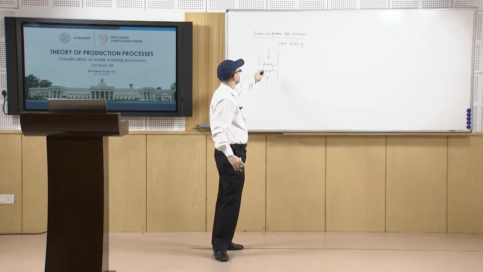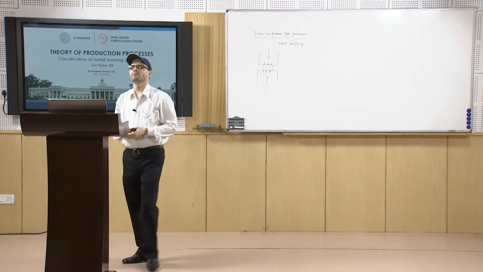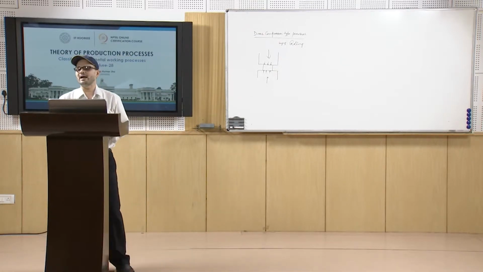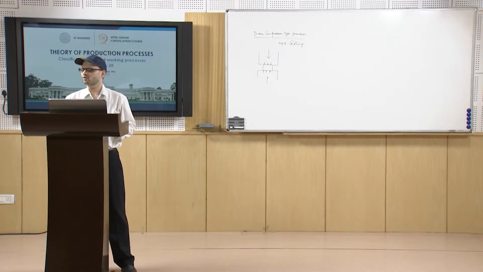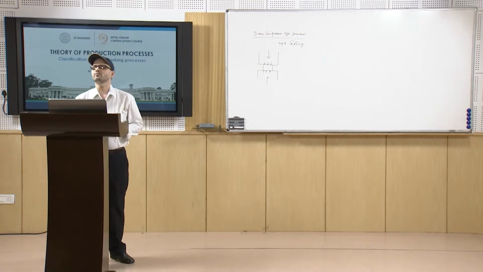It flows in the direction perpendicular to the direction of the force. So forging and rolling are examples of such direct compression type processes. Then you have the indirect compression type forces. Now, what happens in indirect compression type of forces?